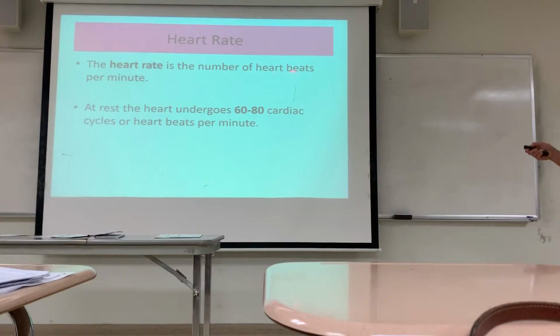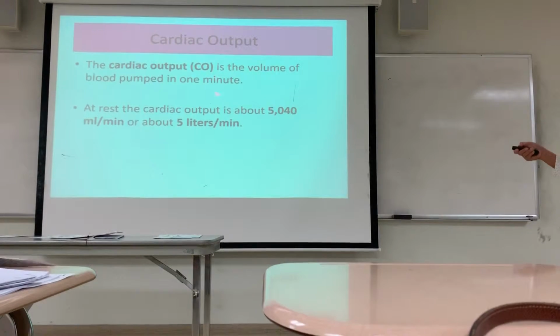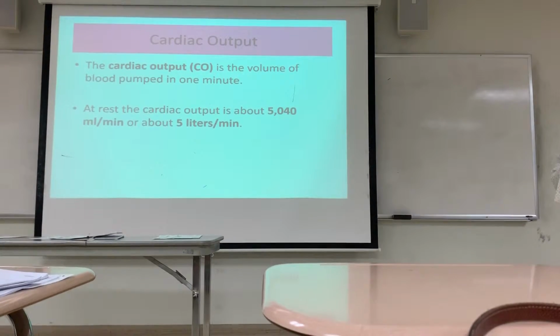So heart rate is the number of beats per minute. Okay, it's per minute. It's not per second. At rest, what you're doing now, you're resting, you have a heart rate of 60 to 80. So we put 75 as the average. Okay. So cardiac output is the volume of blood that gets out of the heart per minute. Again, it's per minute. Okay? So at rest, you're pumping almost 5 liters per minute.